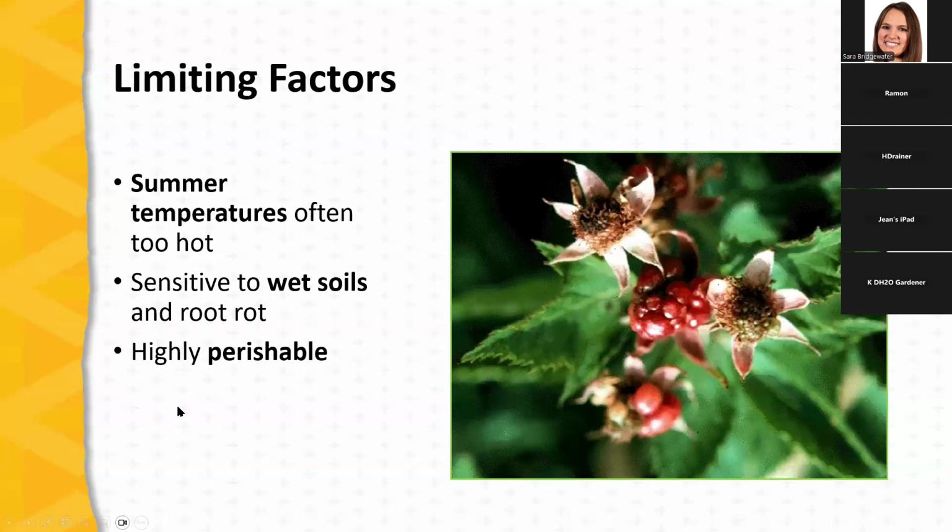We're going to talk about some limiting factors. Of course, temperature often is too hot, which might affect the fruit setting. As I mentioned before, they're sensitive to wet soil that could promote root rot. And of course, when you harvest, you want to eat them the same day or next day because those fruit are very perishable. In the fridge, they can last a week or so, but it's better to have them fresh.